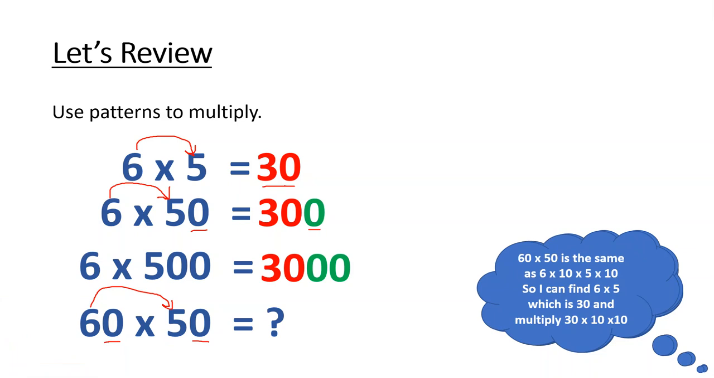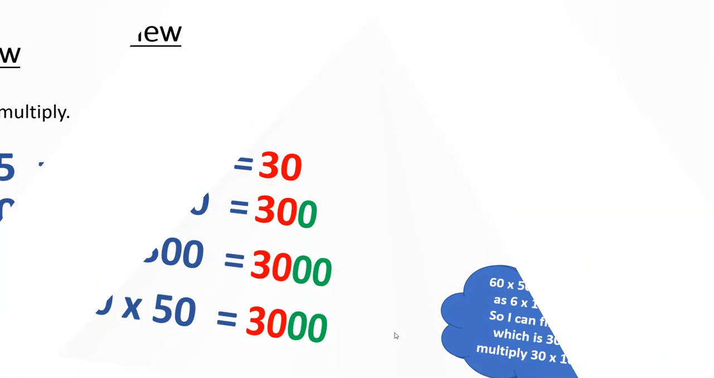60 times 50 is the same as 6 times 10 times 5 times 10. So I do 6 times 5 is 30, and then we do 30 times 10 is 300. 300 times 10 is 3,000, but then our pattern is that 30 with the 2 zeros because it's 30 hundred. Same thing. Very cool, right? 6 groups of 50 is the same as 60. I think those are really cool patterns.